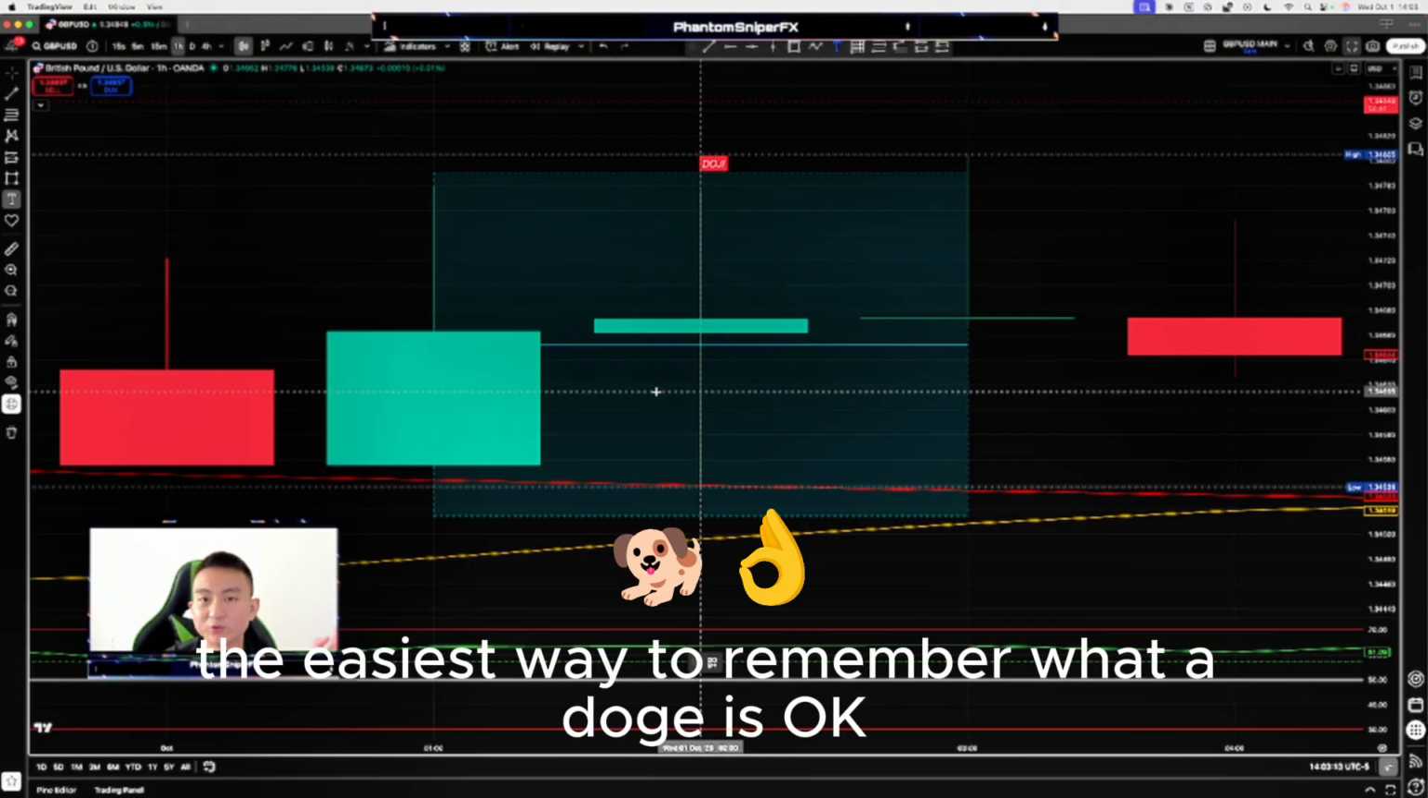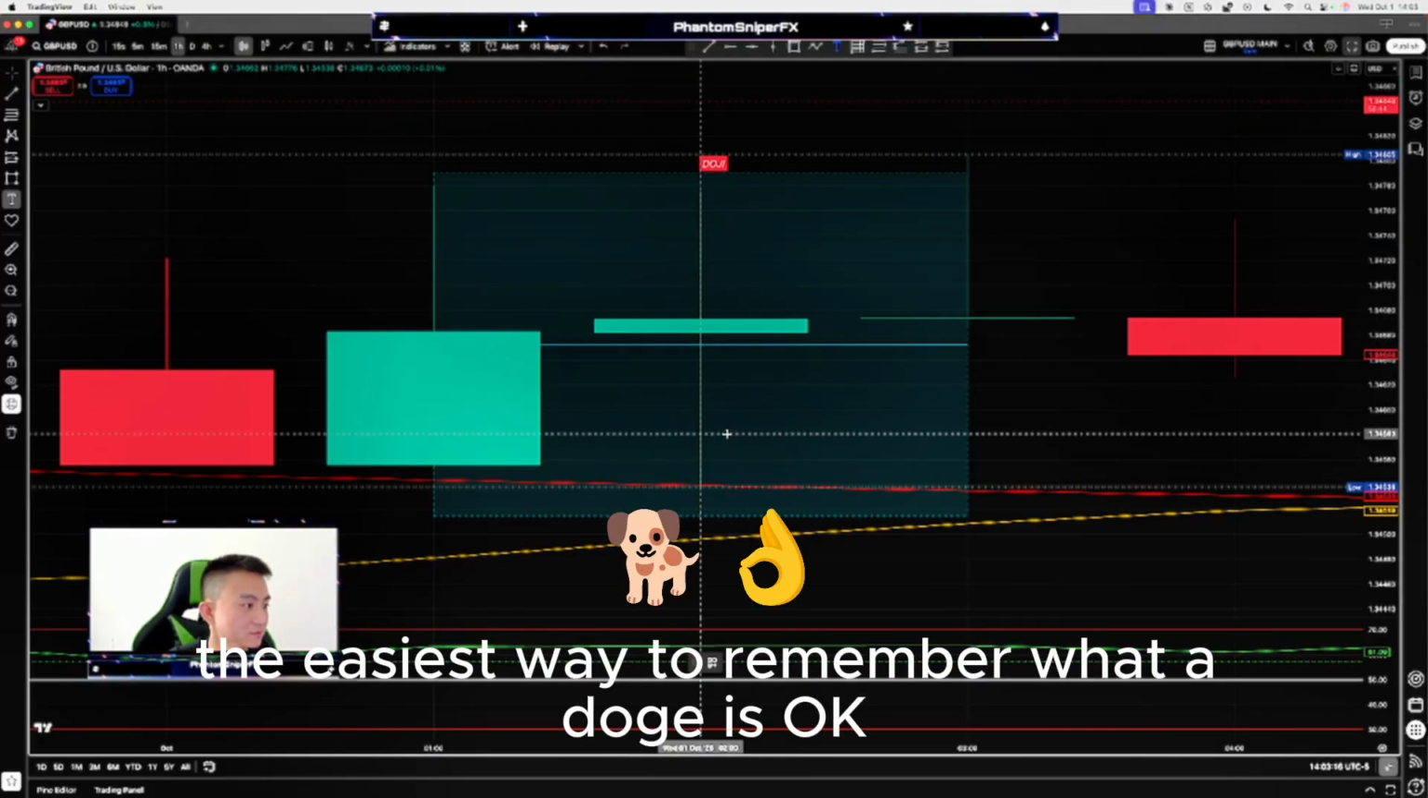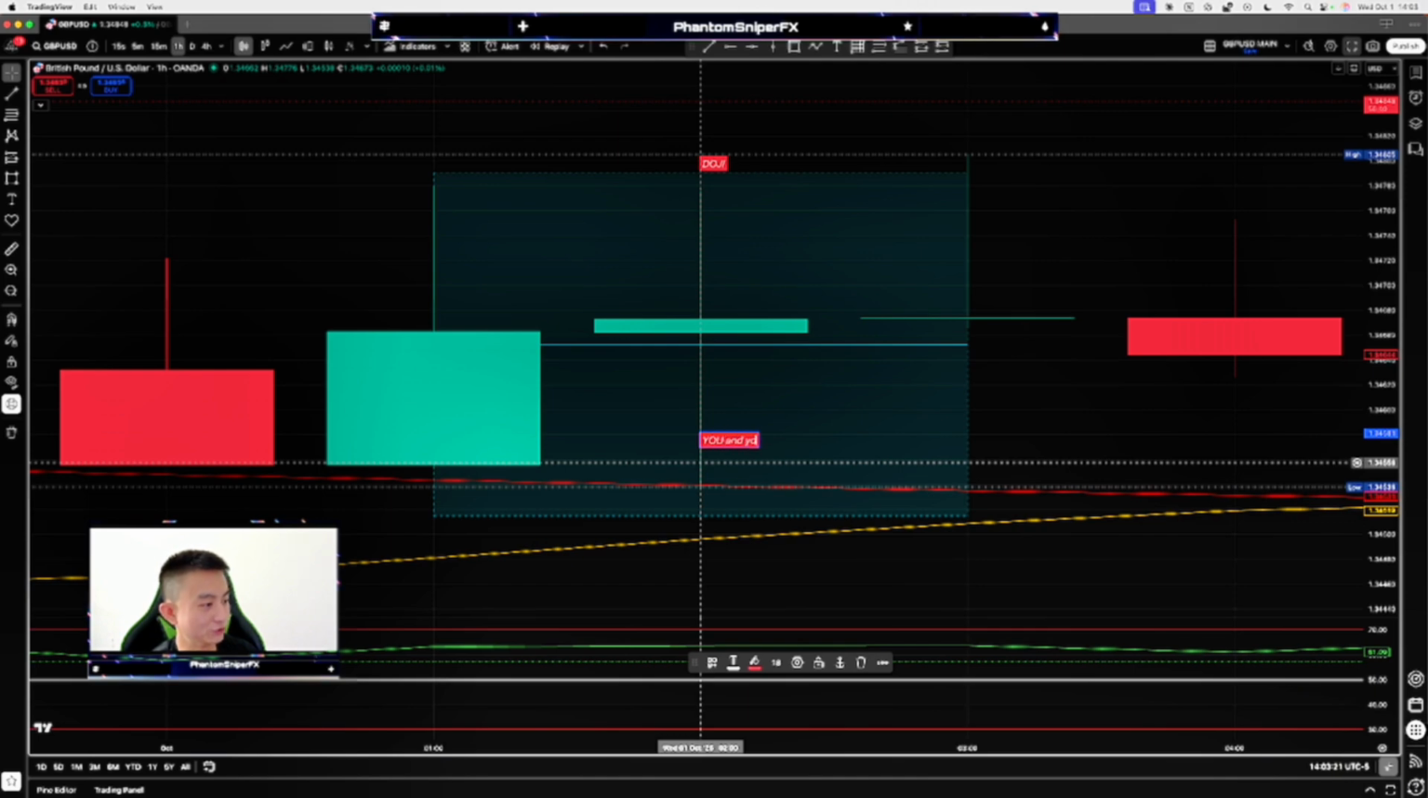The easiest way to remember what a doji is, imagine you and your girlfriend are fighting.